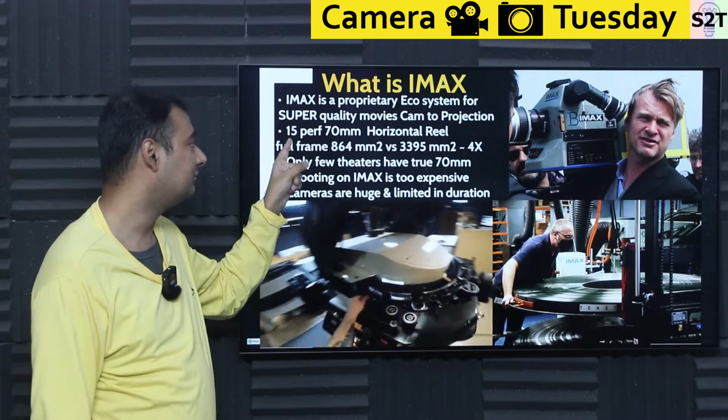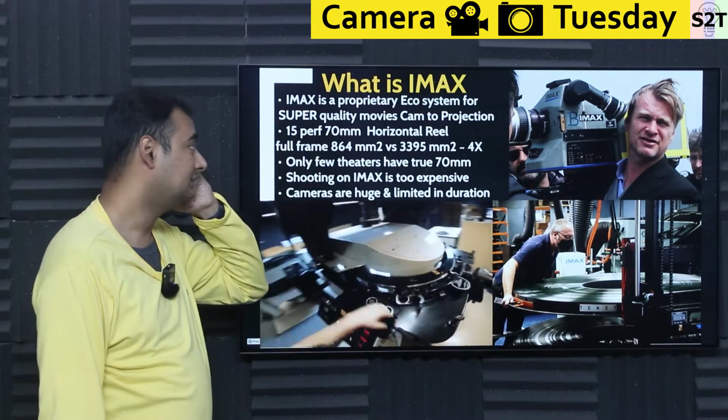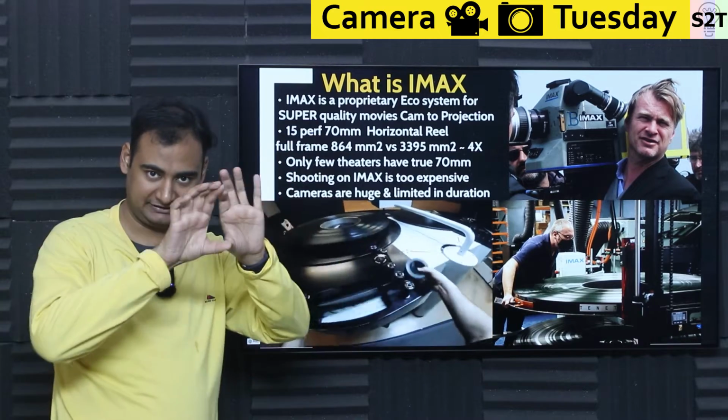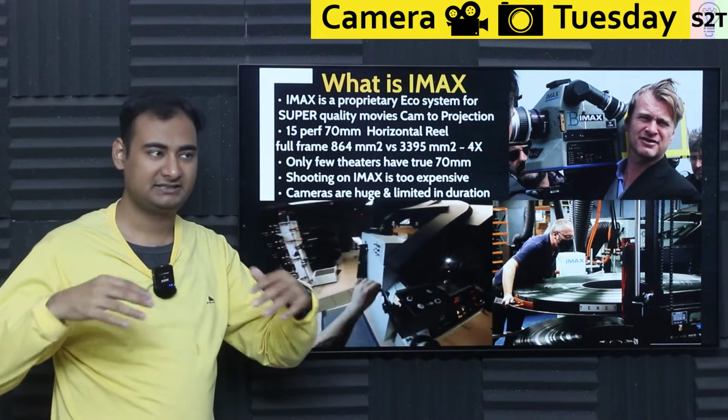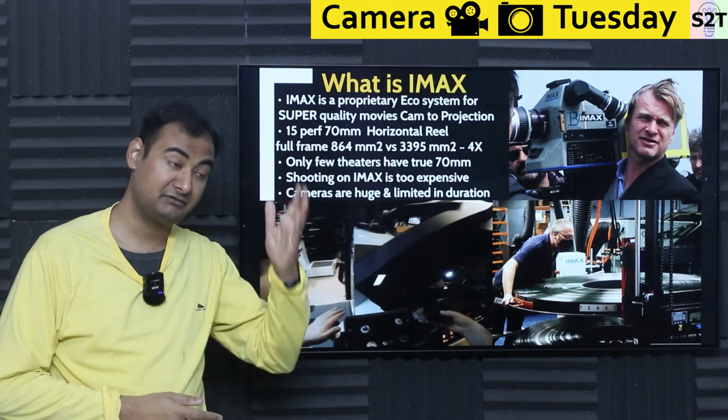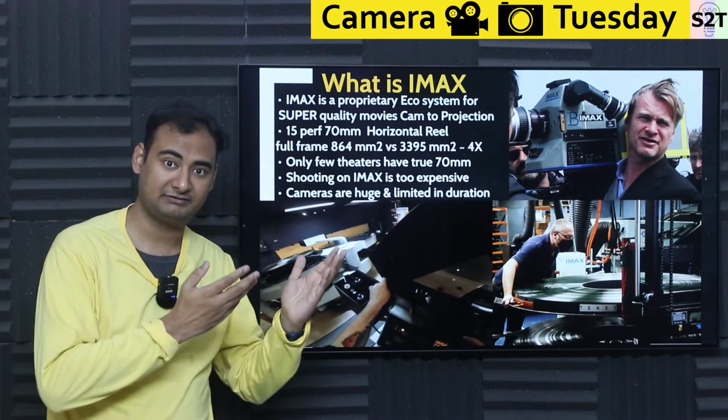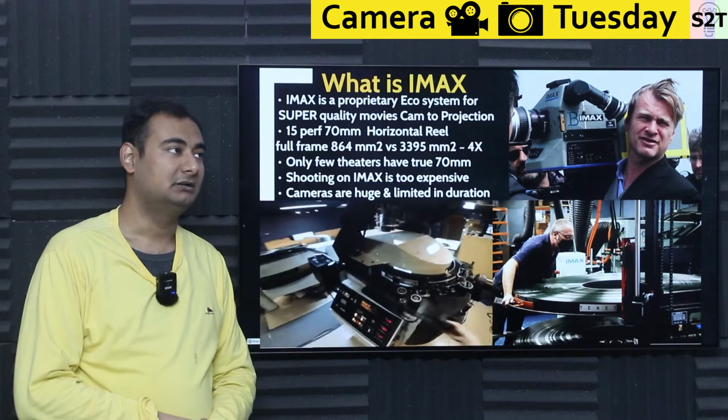Well, it is what we call 15 perforations at 70 mm. Now you have to understand the 70 mm structure. 70 mm film is a common thing. It has been used in many cinemas. Even back in the day, that was the super resolution of that day. It's a common thing, but be mindful.